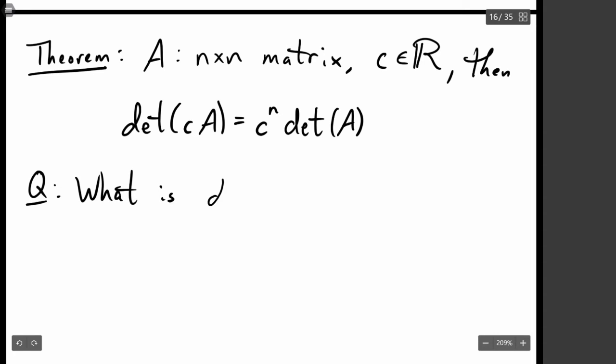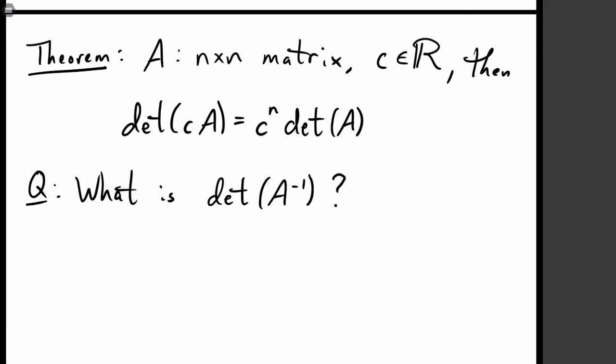what is the determinant of A inverse? Okay. So here, by writing down A inverse, we're assuming A has an inverse. What I want to ask is, how does the determinant of A inverse relate to the original determinant of A? Right? How does that work?